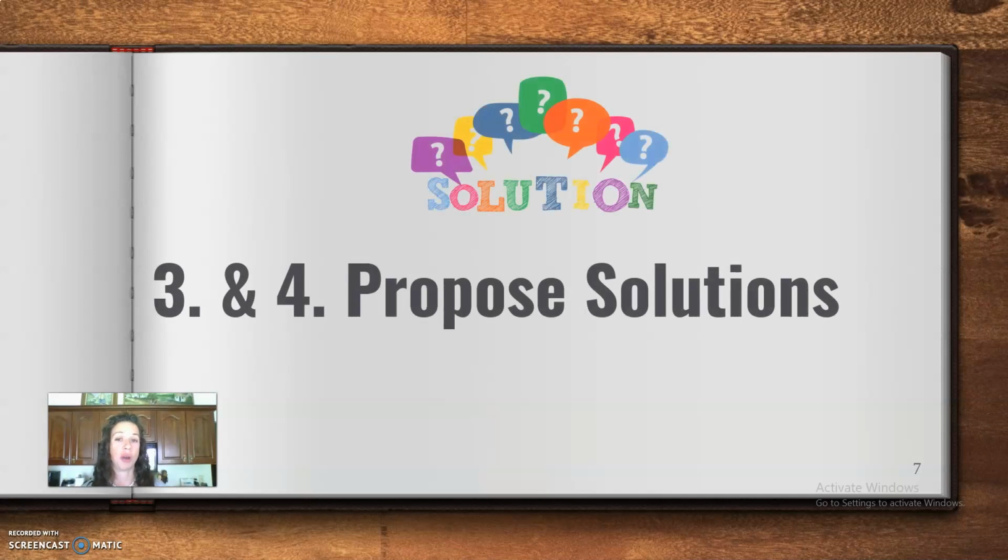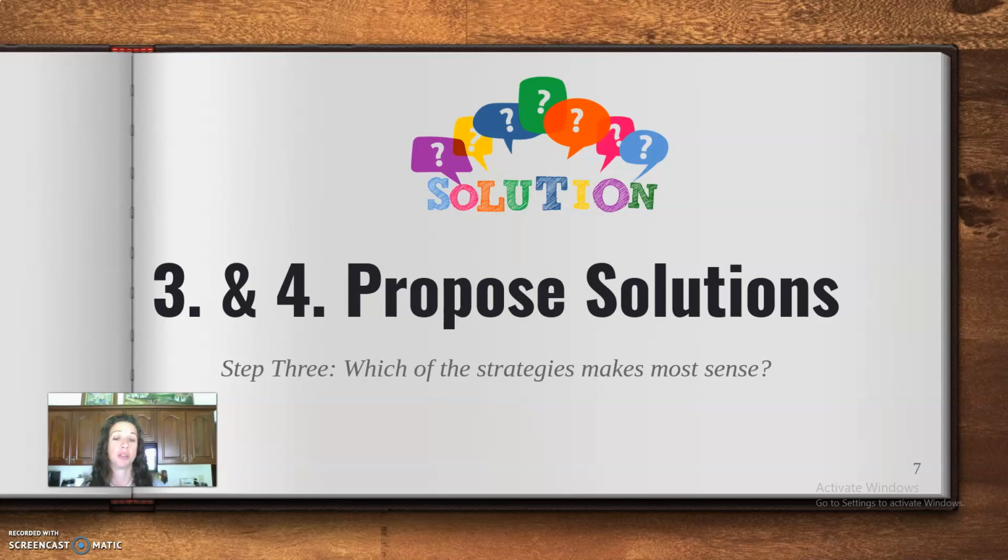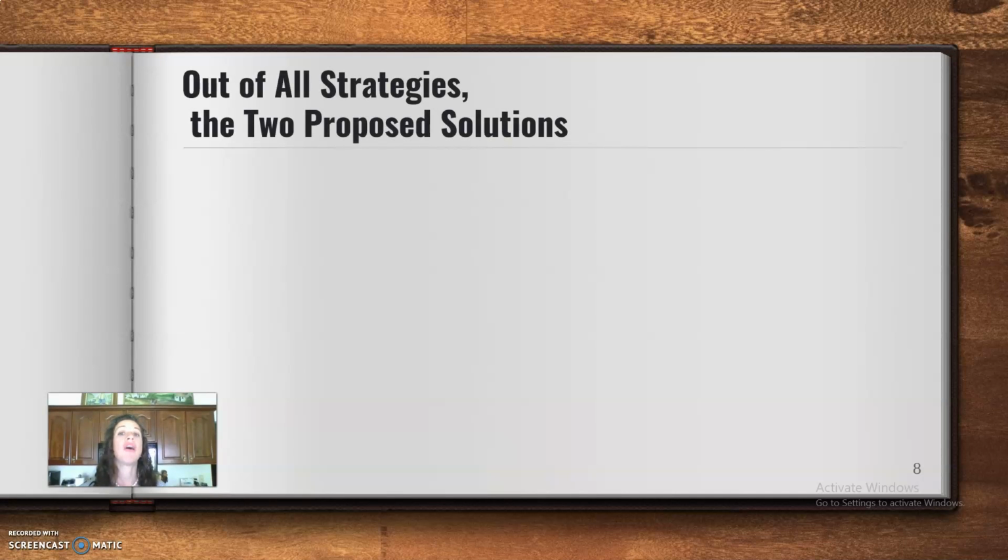So that just leaves us two options, right? So steps 3 and 4, we're proposing our solutions. So step 3, which of these strategies make sense? We're going to identify those two. And 4, why are these the best choices? So out of all the strategies, we have these two proposed solutions. So the number 3 here is just for step 3 that we're identifying these.